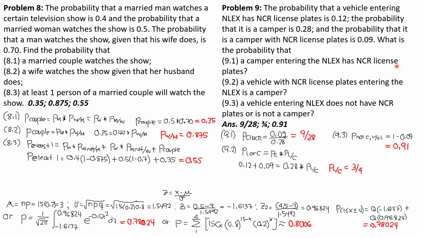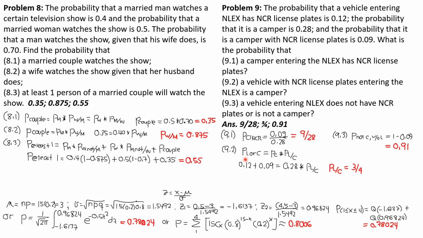So the probability that the vehicle entering the NLEX has NCR license plates, given that it is a camper, is the probability of a camper with NCR license plates, 0.09, divided by the probability that it is a camper, 0.28. So 0.09 divided by 0.28 is 9 over 28. Part b: a vehicle with NCR license plates entering the NLEX is a camper.